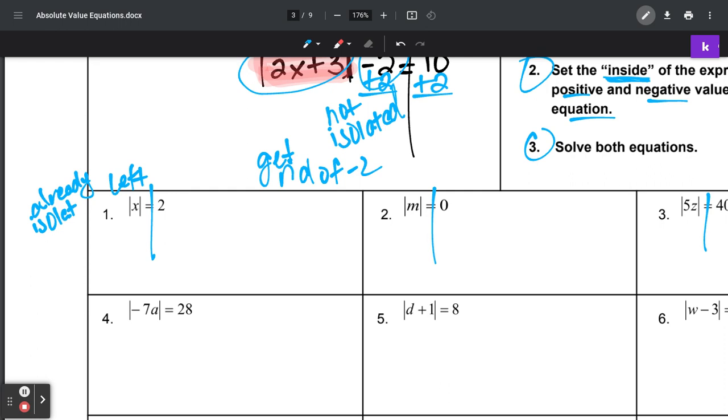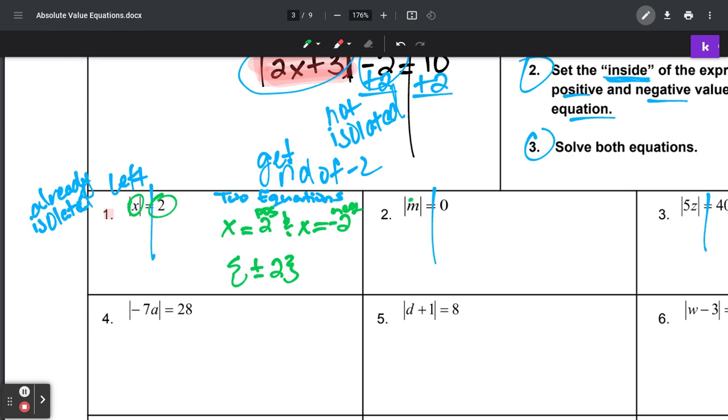So I can just take what's on the inside. I'm going to set my two equations up over here. What's on the inside? Well, you simply see the x. That's it. x is on the inside. So x equals the positive version of 2, and x equals the negative version of 2. There's no work to do on these. x is already by itself. So your solutions are just positive 2 and negative 2. You're done.